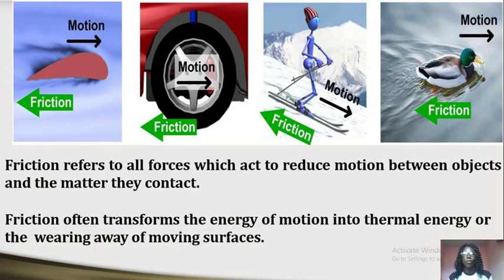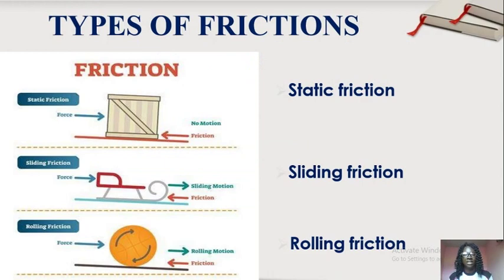Next we're going to be looking at types of friction, and then the advantages and disadvantages of friction. So far we've achieved our first objective. Let's look at types of friction. Basically, we have just two types: static friction and dynamic friction. Dynamic friction is what we refer to as kinetic friction. But at your level, I'm going to break dynamic friction, or rather kinetic friction, into two. We have more of them.